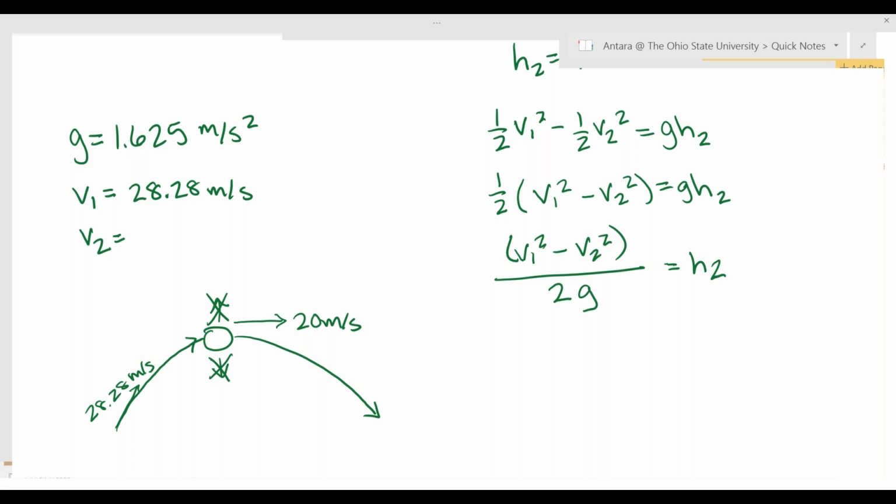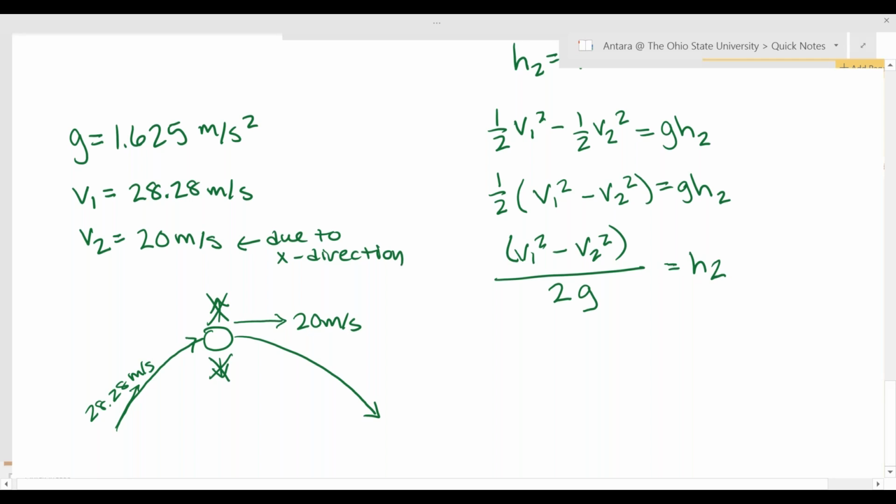Because potential energy is due to the height. It's not due to the x direction placement. It's due to the height. So it still has kinetic energy, it's just only in the x direction.